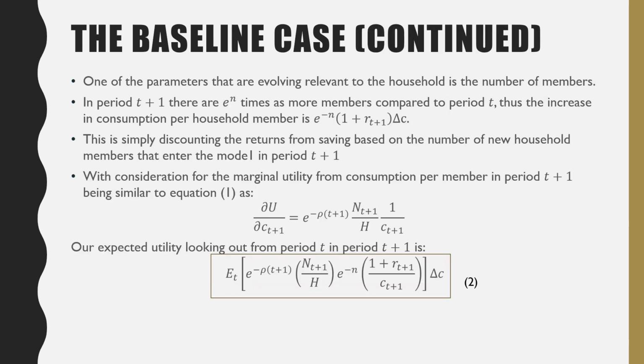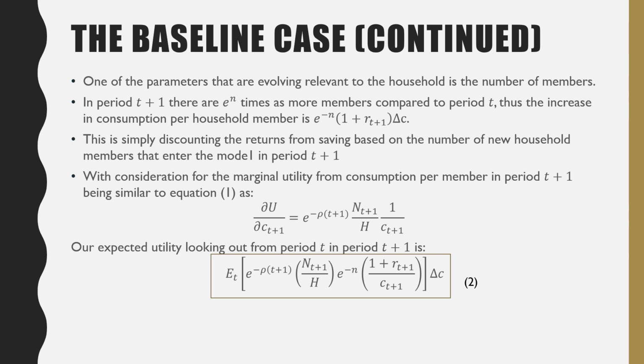It should be noted also that one of the parameters that are evolving, which are relevant to all household members, which I talked about in the first part of this video series, is the population or number of household members n. In period T plus 1, there are e raised to the n power times more members compared to period T. Thus, the increase in consumption per member household is e raised to the power of negative n, which is our discounting factor, times 1 plus r t plus 1, which is our rate of return in t plus 1, times that consumption reduction, that delta c. This, again, is simply discounting the returns from savings based on the number of new household members entering the model in period t plus 1.